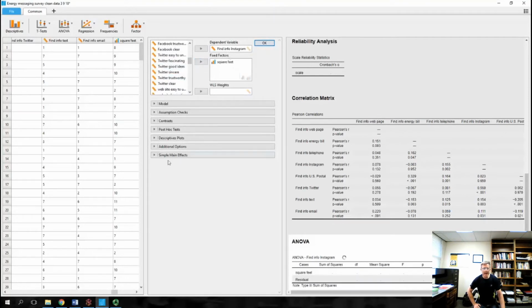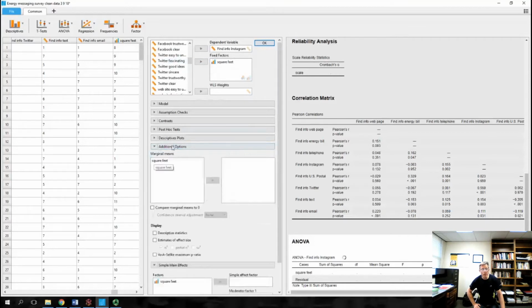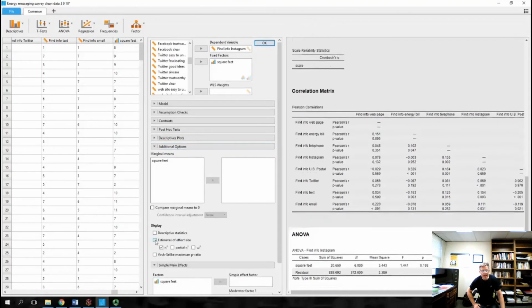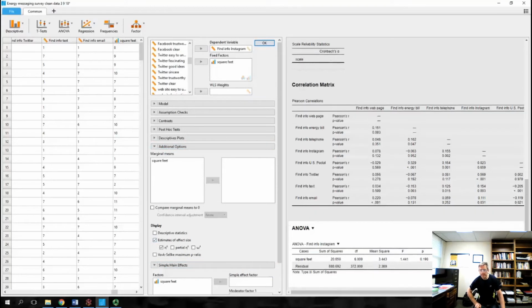So I'm going to move over square feet, and it's running that, by the way. Then go down here to additional options, see where it says estimates of effect size. Click that. So we run the test up here. First thing to do is go down under additional options and click estimates of effect size. Follow me through this, there are some steps.